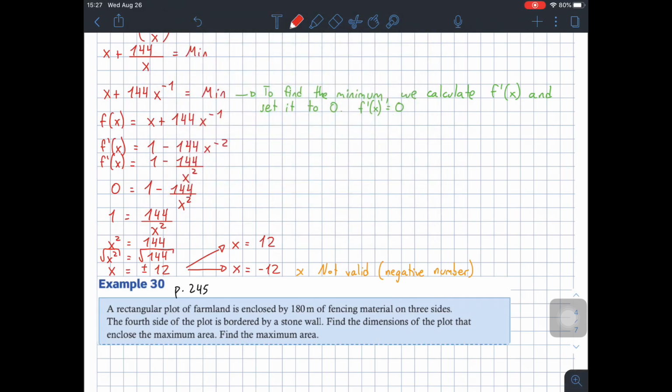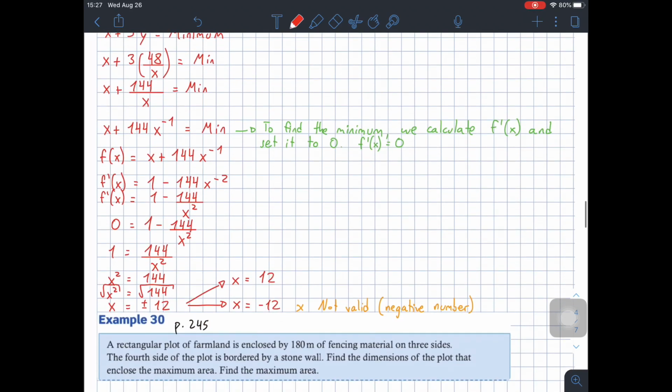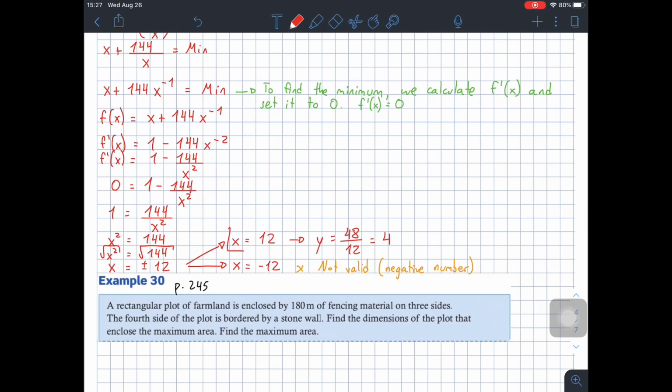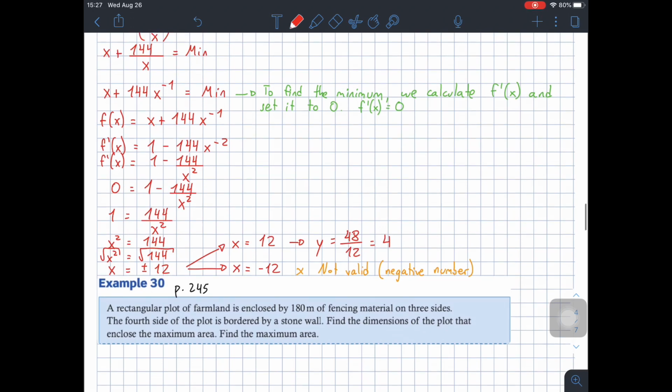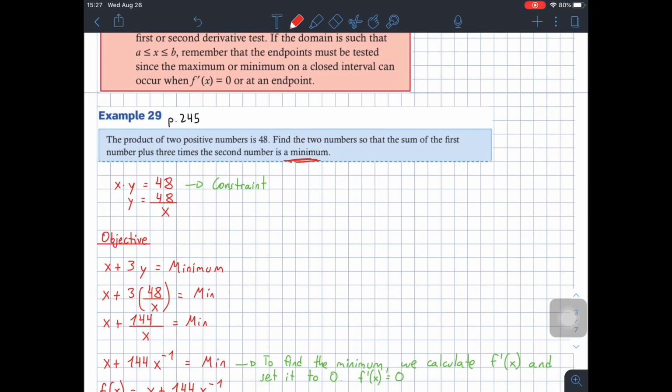But now that we have the value of x, which is 12, we still need to find the value of y. We know that y is calculated this way, 48 divided by x. So y is equal to 48 divided by 12, and 48 divided by 12 is 4, right? So there we get the two results: x is equal to 12, and y is equal to 4. Those are supposed to be the solutions that give me a minimum sum between the first number and 3 times the second number.